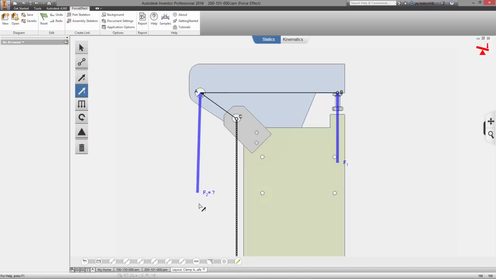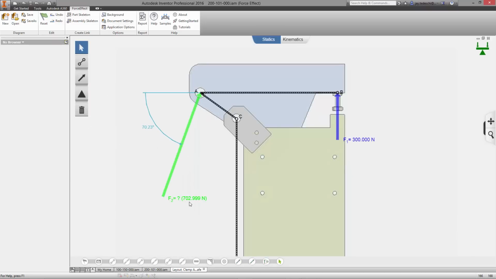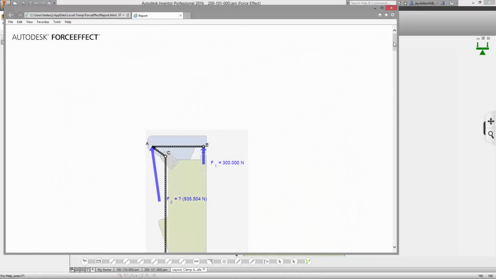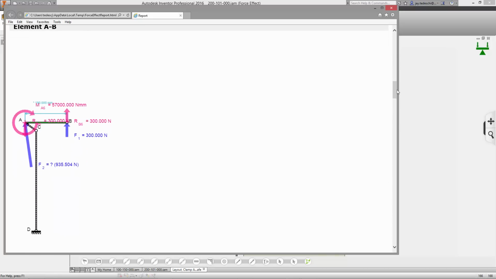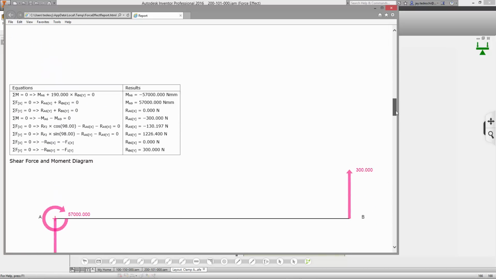You can calculate reaction forces, moments, and even unknown forces across the entire diagram. And one-click reporting consolidates all of the relevant information you need into a single HTML report for further analysis or sharing with your team members.